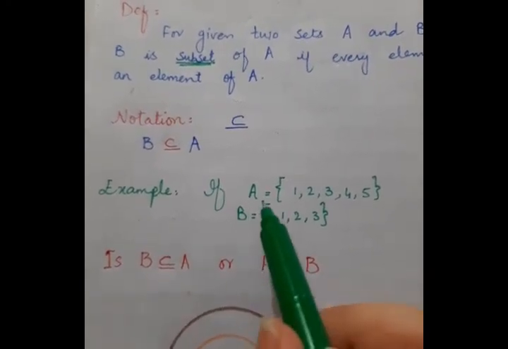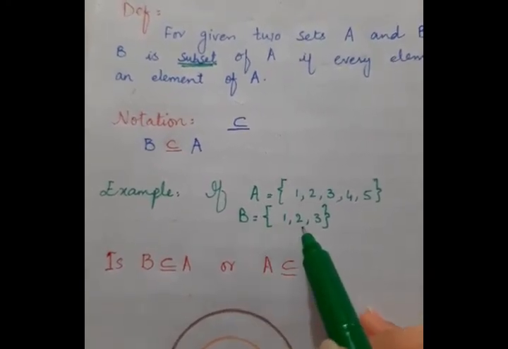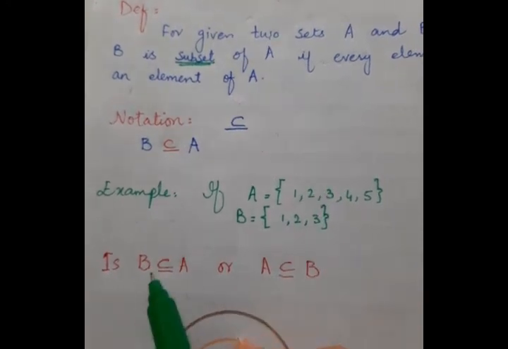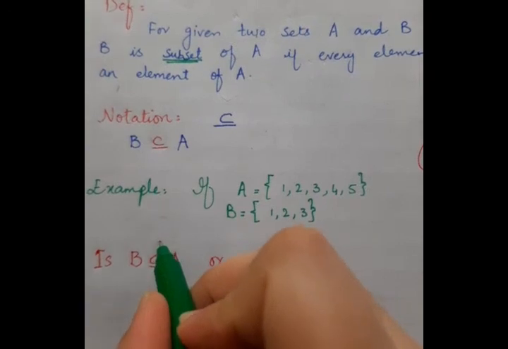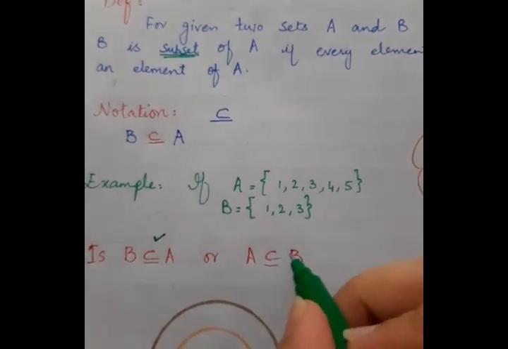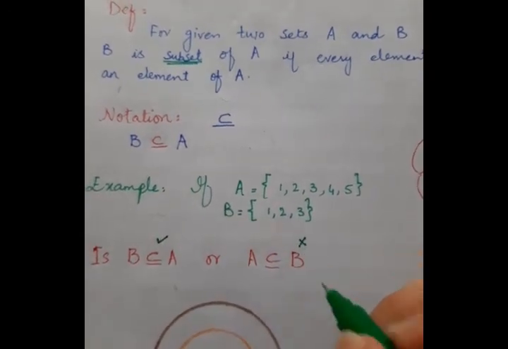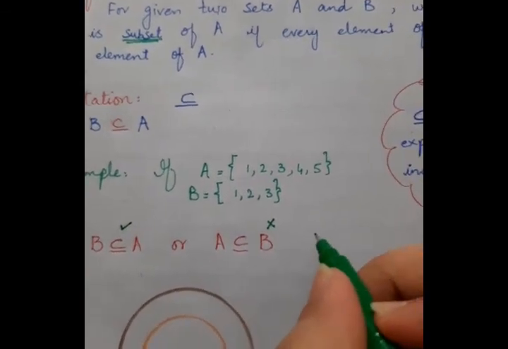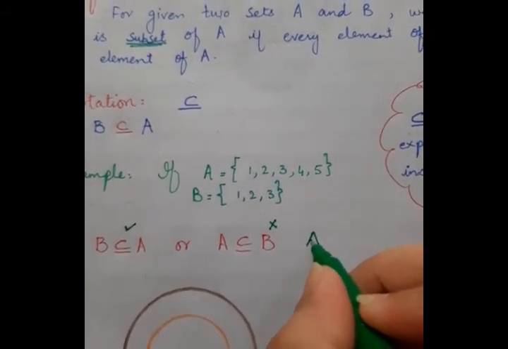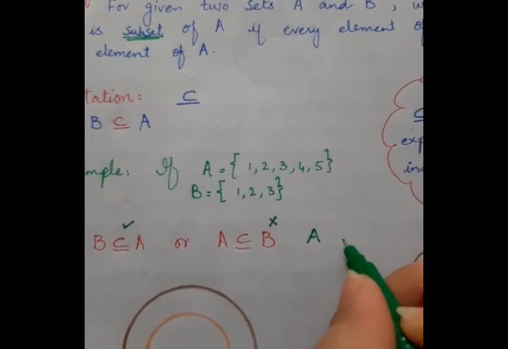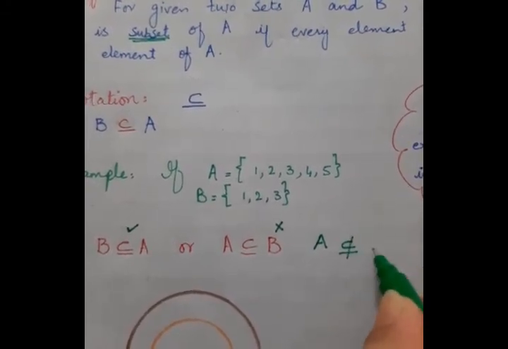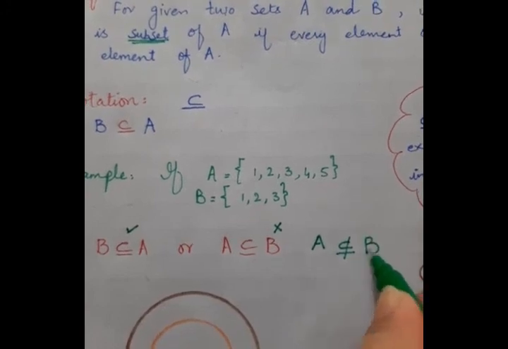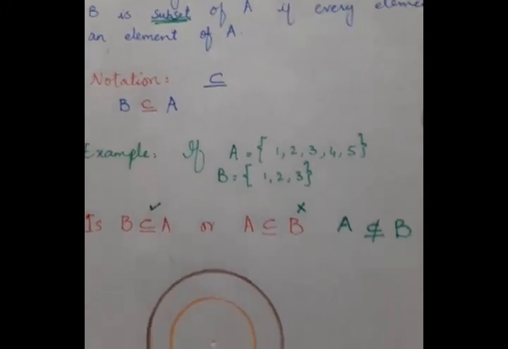You can see clearly that every element of B is in A. That's why which one is correct? Very good. B is a subset of A is the correct one and this is the false one. So इसके लिए आप symbol क्या use कर सकते हो? That A is not subset of B. Is that clear to all of you?